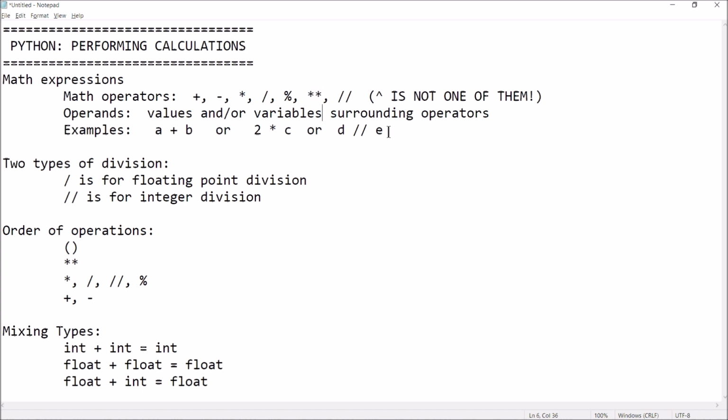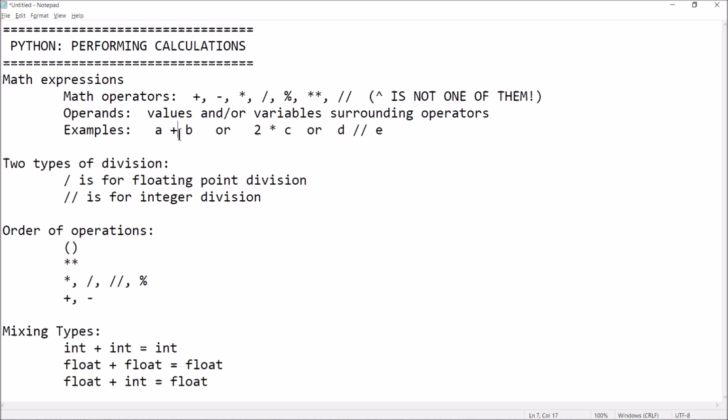Now, what are operands? A little bit of a definition for you here. Here are the math operators we saw in the previous slide. What are the operands? Things that go around the operators, so values or variables. Here's some examples: A plus B. This is a math expression.